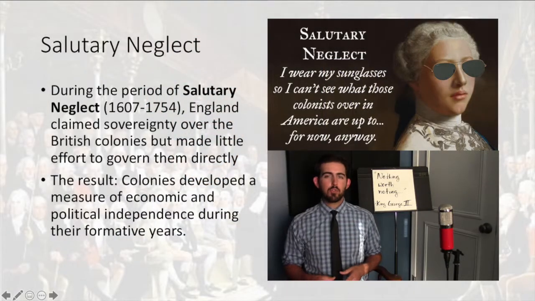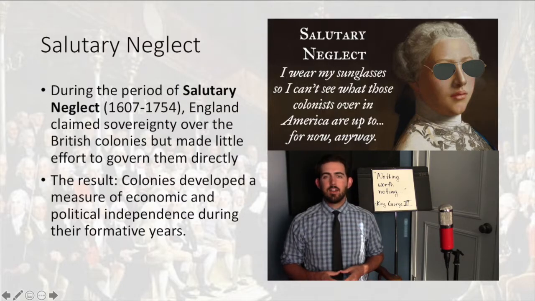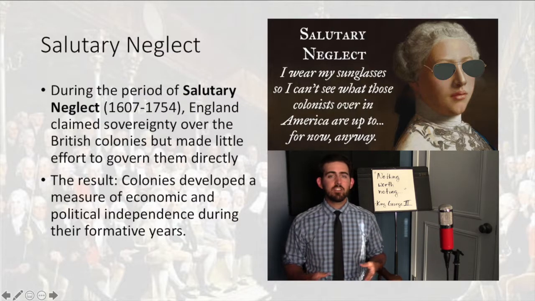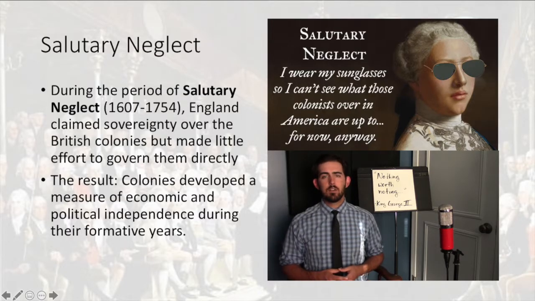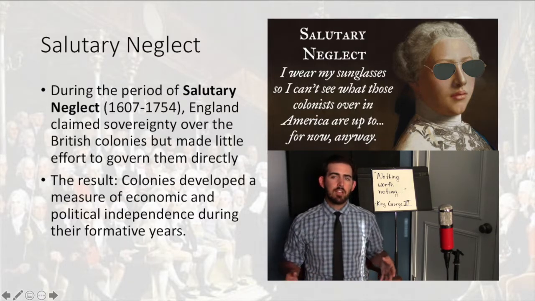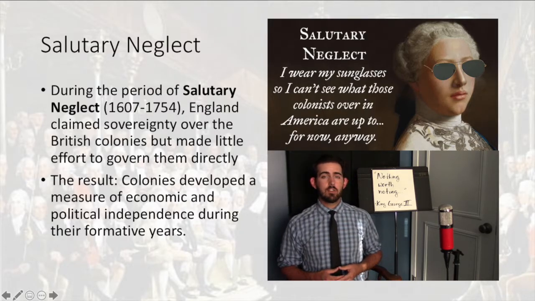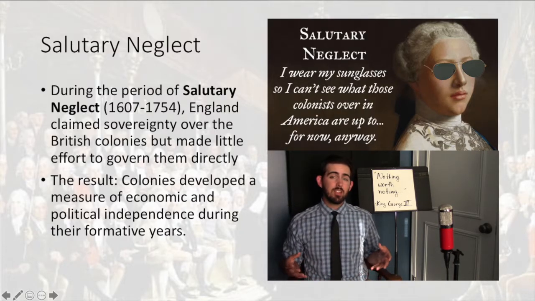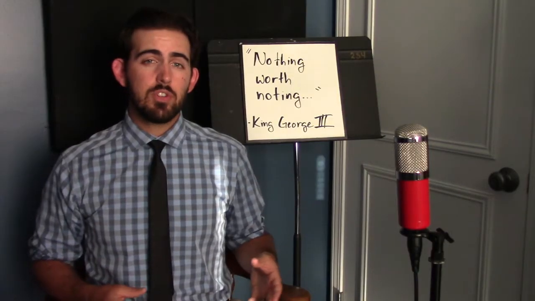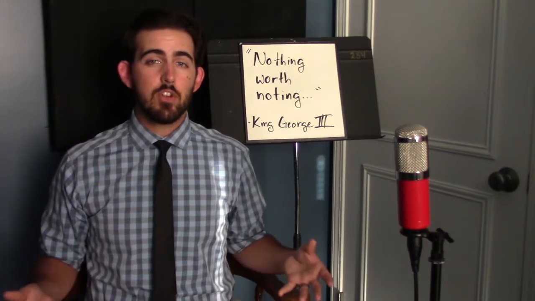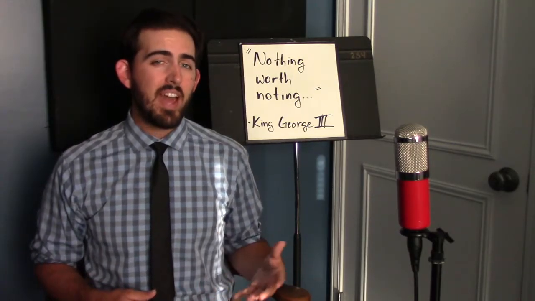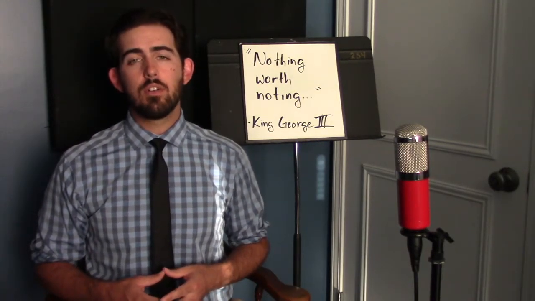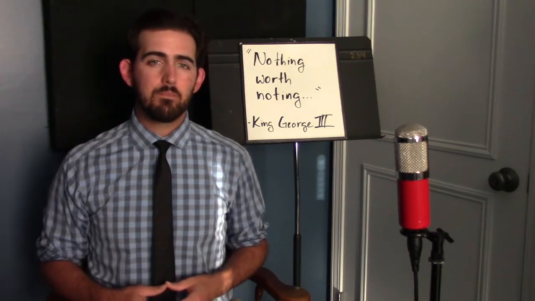From the founding of Jamestown through 1754, Great Britain did very little to govern the colonies directly. Colonists were still considered English subjects, and theoretically they were under the jurisdiction of British law, but the Crown had no major presence enforcing those laws in the colonies. Instead, they largely left the colonies to their own devices and inclinations. In this way, the colonies experienced a lot of autonomy. As a result, they developed economic and political patterns of their own, and sometimes those patterns conflicted with the interests of the Crown.